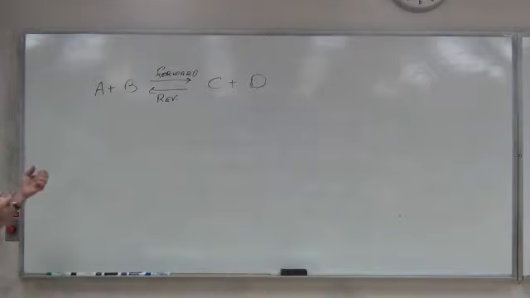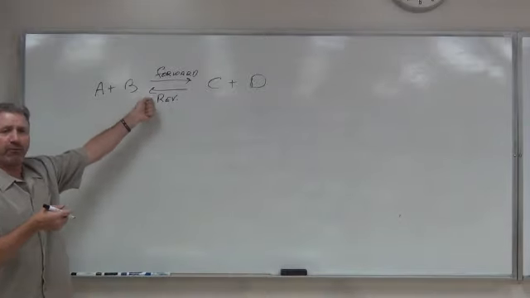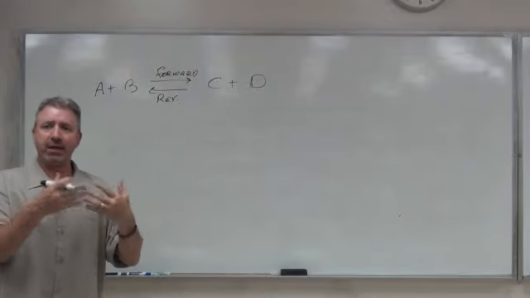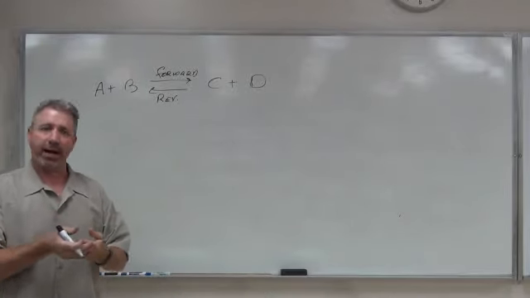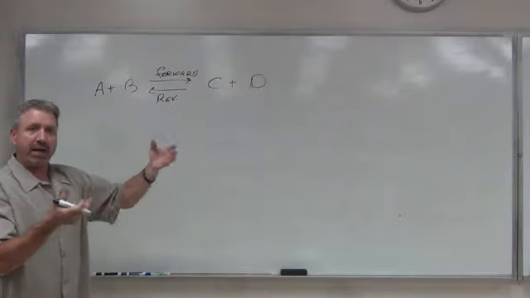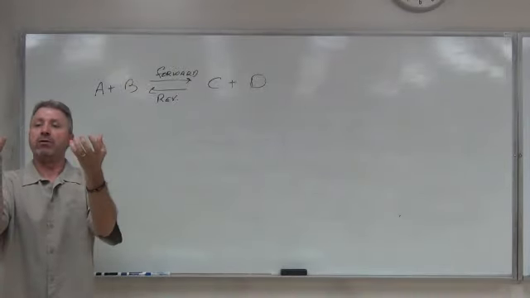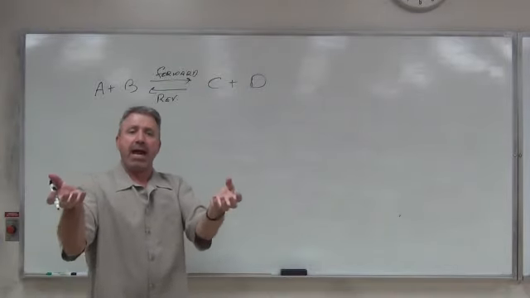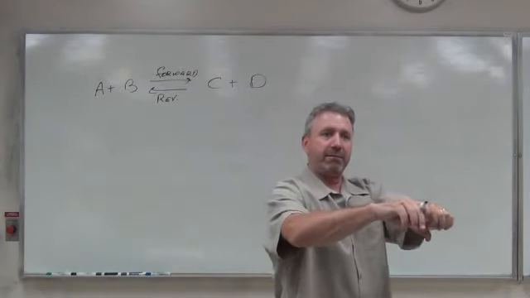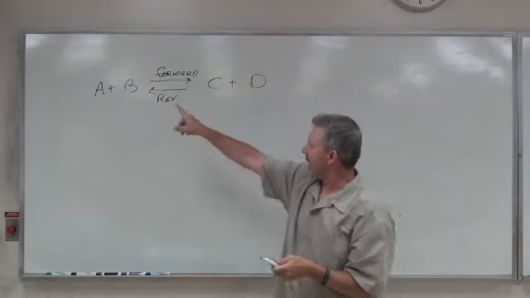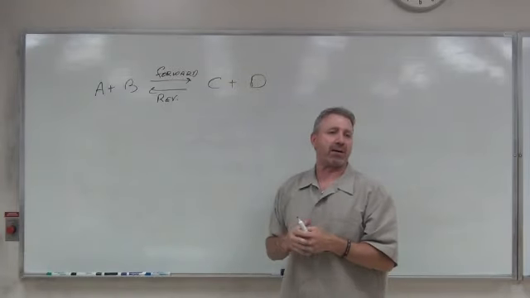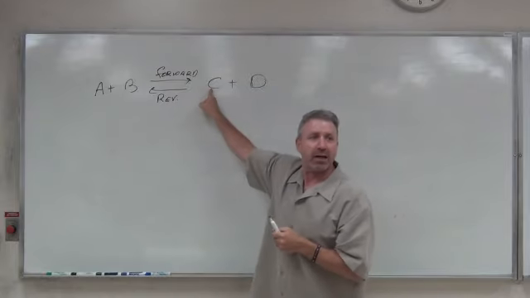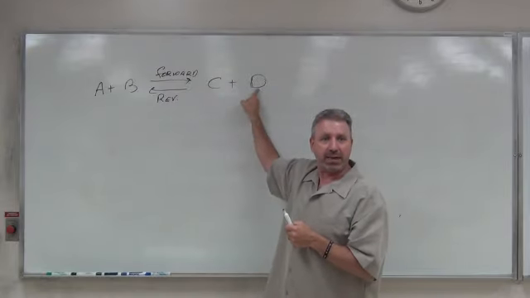At equilibrium, the rate of the forward equals the rate of the reverse. But an equilibrium is not established right away. When you start out a reaction, reversible or not, you start out with two reactants. In this case, let's say A and B. And you dump A and B together. And for a little while, only the forward reaction is running. And it's producing amounts of C and D.